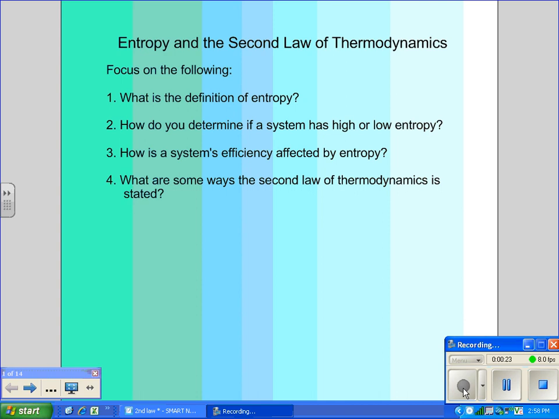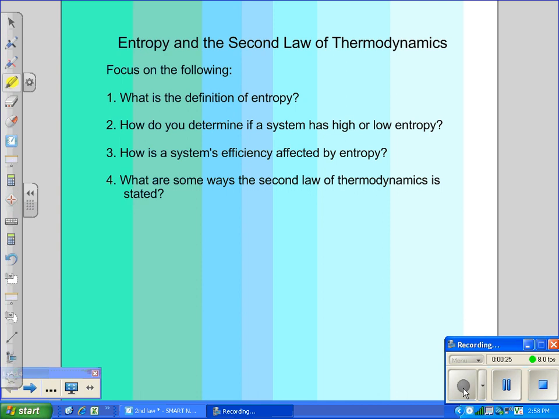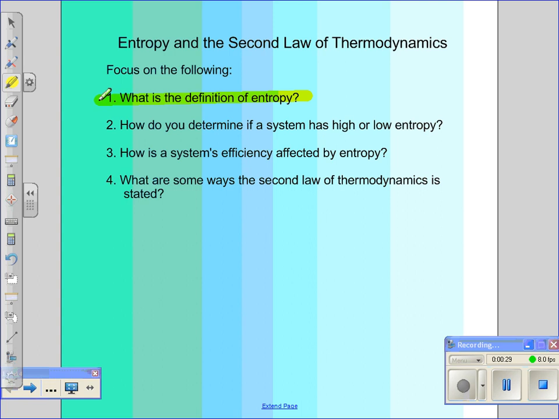Things you're going to want to focus on in this lesson in order to answer the questions on the homework check. What's the definition of entropy? How do you determine if a system has high or low entropy? How is a system's efficiency affected by entropy? And what are some of the ways the second law of thermodynamics is stated? It's stated a number of different ways.